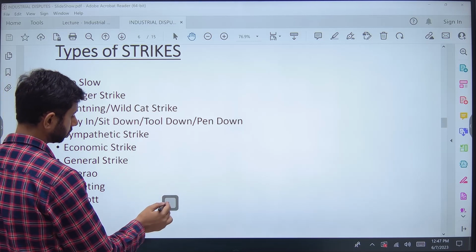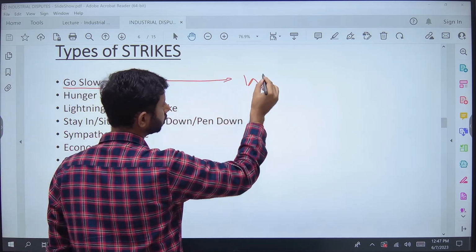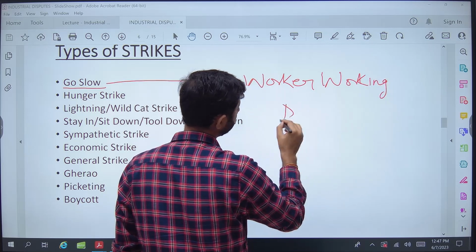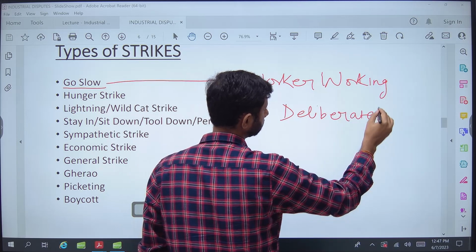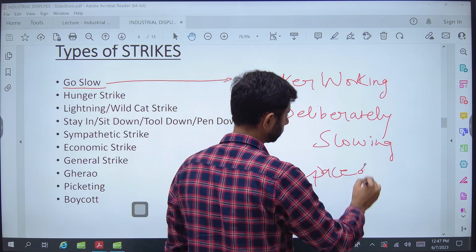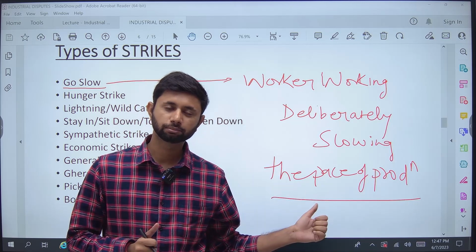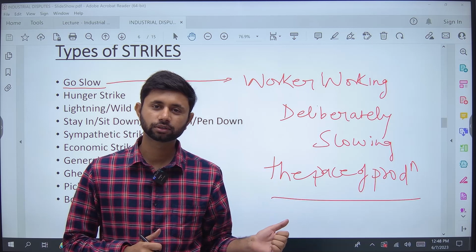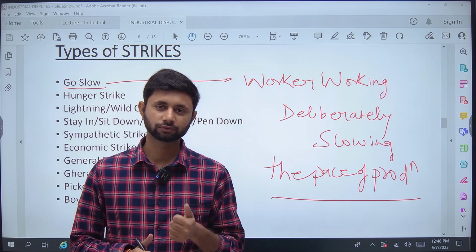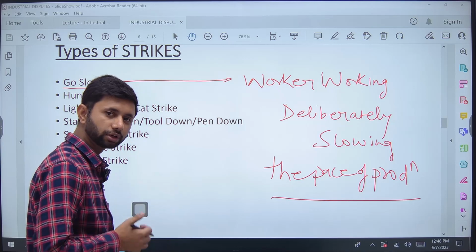So the first is go slow. In a go slow strike, workers, although they are working in the organization, are deliberately slowing the pace of production. Workers are actually working but slowing down the process. Why do they think this will help? Because they think slowing down the process will reduce the efficiency of production, and in turn will be an act of resistance against the management. So this is deliberate slowing of the production process in order to reduce production efficiency.